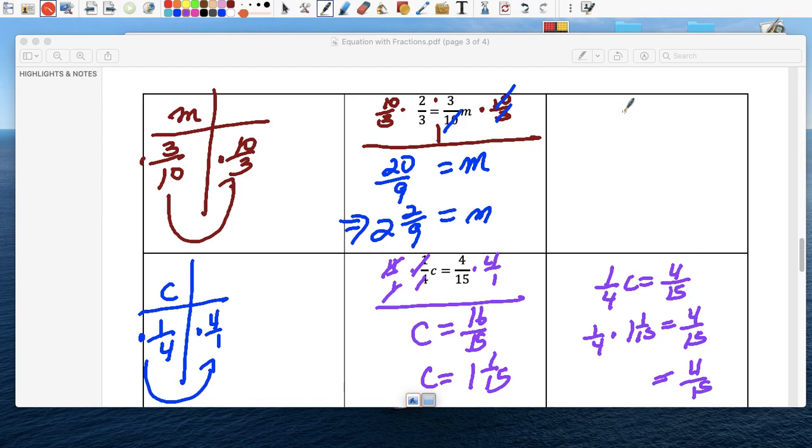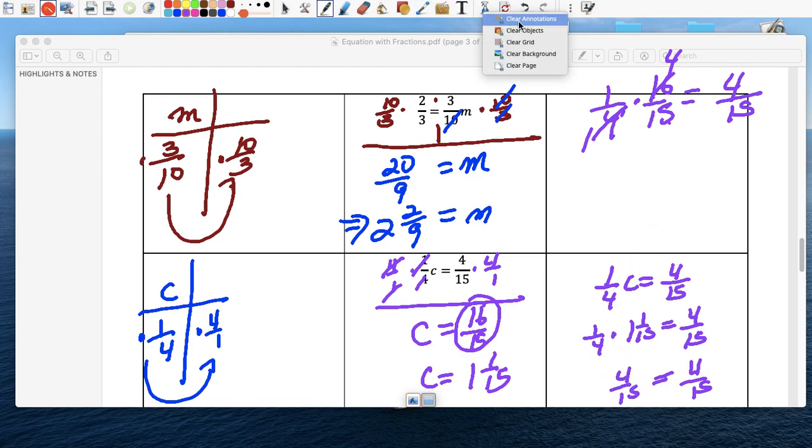Now I don't have a calculator, so I'm going to multiply here. So 1/4, and I'm not going to use 1 and 1/15. I'm going to use this version, 16/15, which is the same thing. I can simplify before I multiply. 4 divided by 4 is 1. 16 divided by 4 is 4. 1 times 4 is 4 on the top, and 1 times 15 at the bottom is 15. So it's actually correct. If you have a calculator, you can use it.